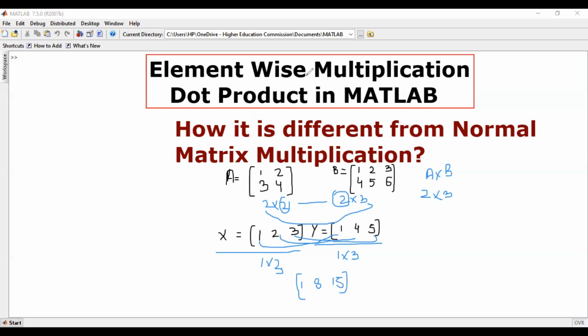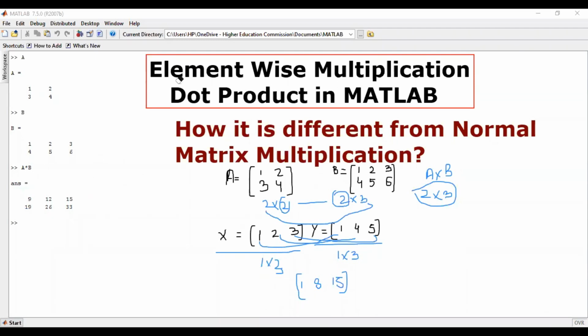So how am I going to run this in MATLAB? For that purpose, I've already created some matrices here. For example, A is created here: 1 2 3 4. Similarly, B is created here: 1 2 3 4 5 6. I can simply multiply these two matrices using A cross B. You can see that the result is over here. This is what we predicted earlier, right? What I predicted is actually true.